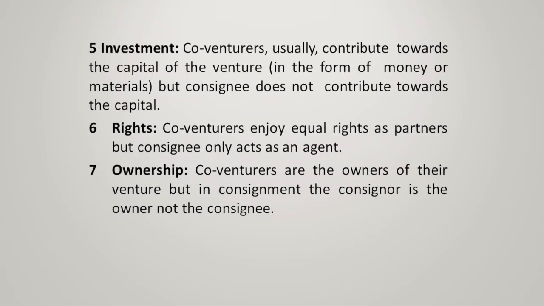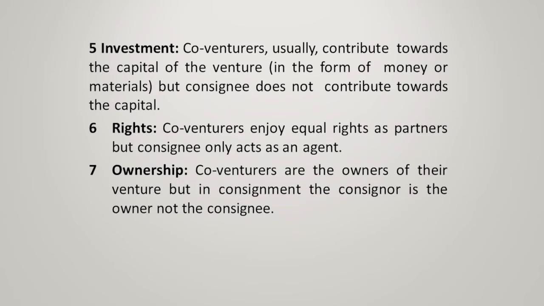investment. So co-venturers usually contribute towards the capital of the venture. All the co-venturers will contribute money or goods. But the consignee does not contribute money to the consignment. He will pay advance and he will receive goods. He will sell the goods and receive commission. That's all. He is not a partner. He is not a co-venturer. That's why he won't contribute any money to the joint venture or to the consignment account. Rights.